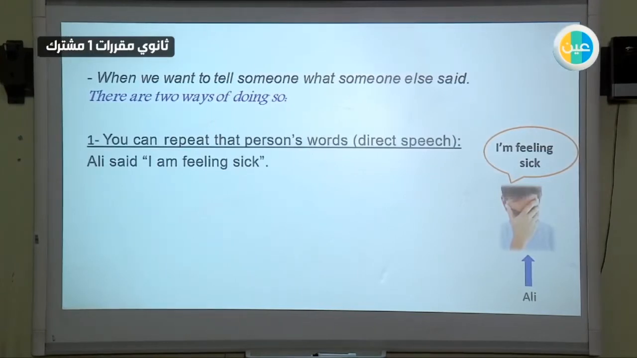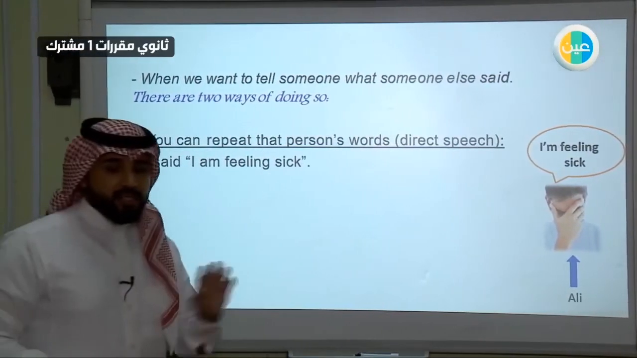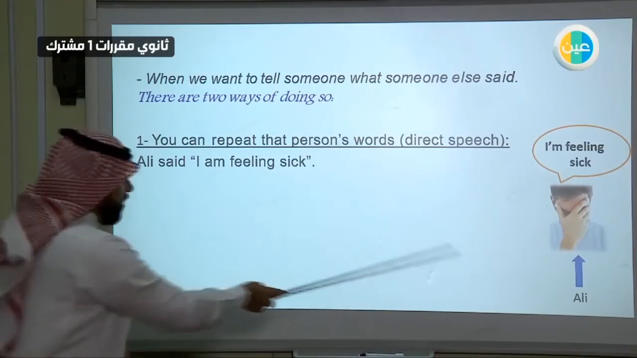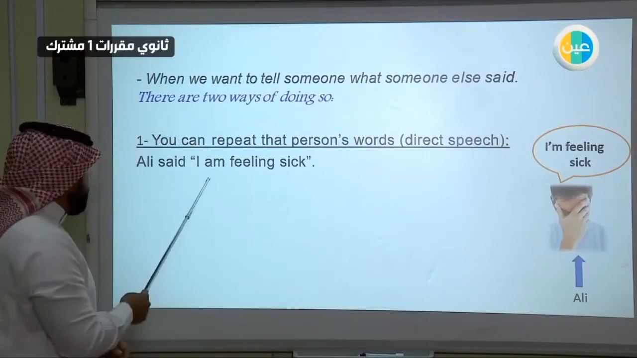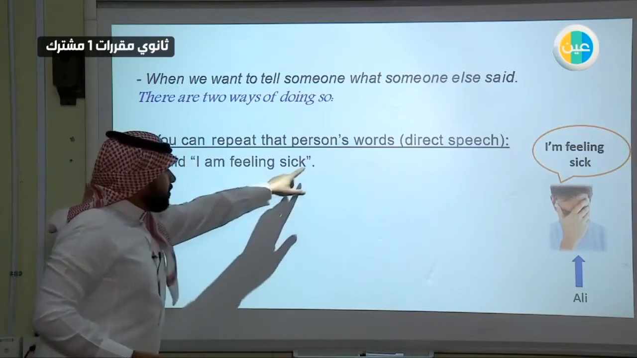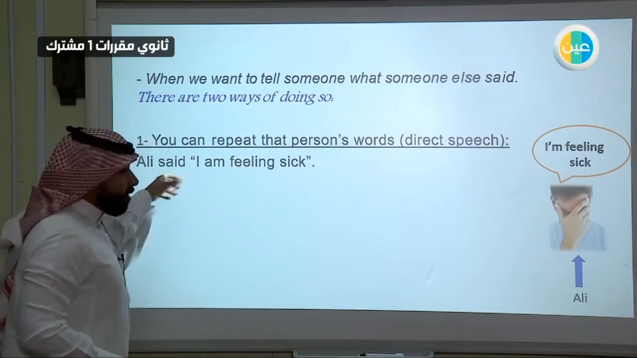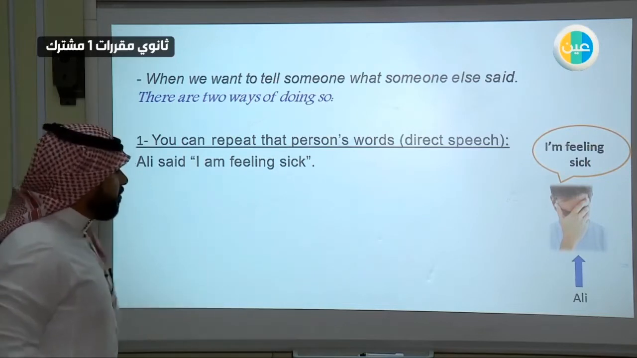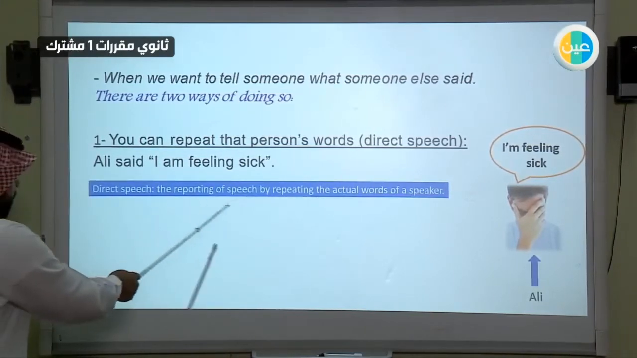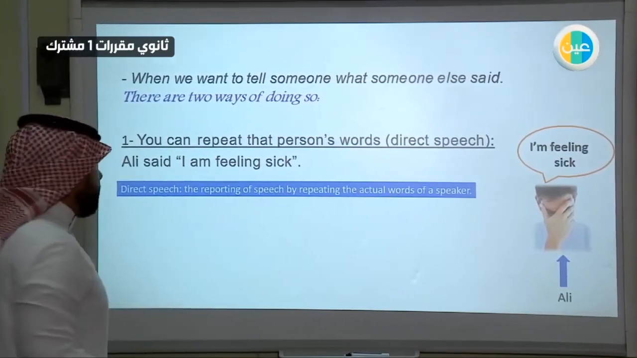You can use two ways. The first one, you can repeat that person's words. You just repeat it. You don't change anything. This is what we call direct speech. For example, Ali said, because we are talking about Ali, I am feeling sick. Look, we quote what he said. This we call quotation. We didn't change anything. We just tell the listener that Ali said this statement. So direct speech is the reporting of speech by repeating the actual words, the same words of the speaker. We don't change anything.